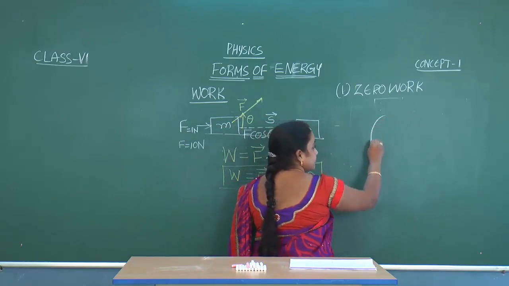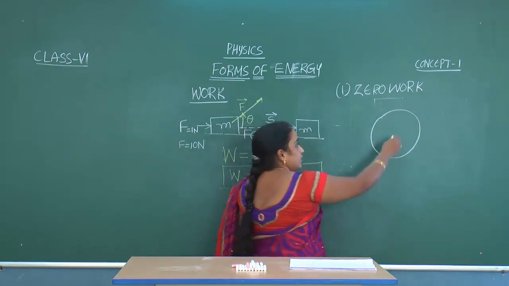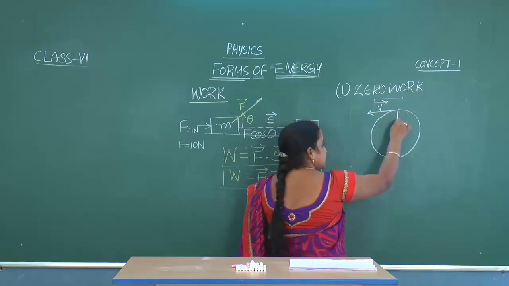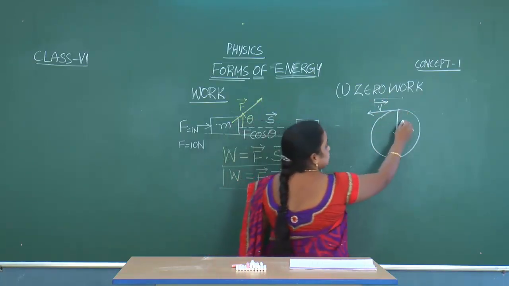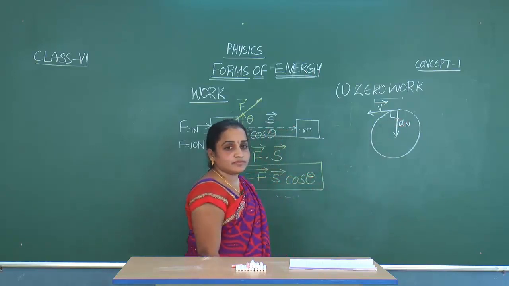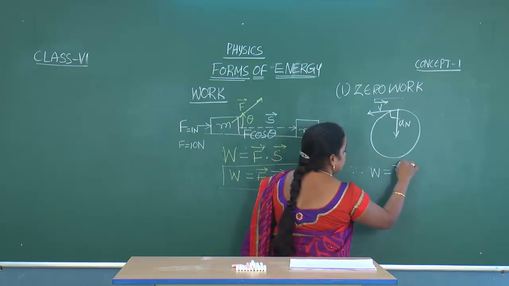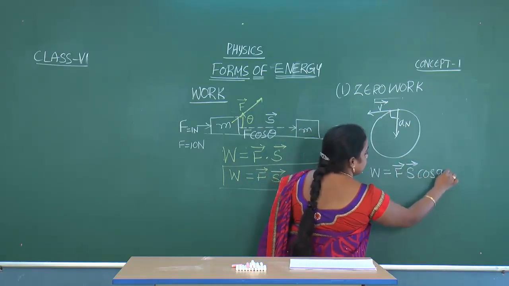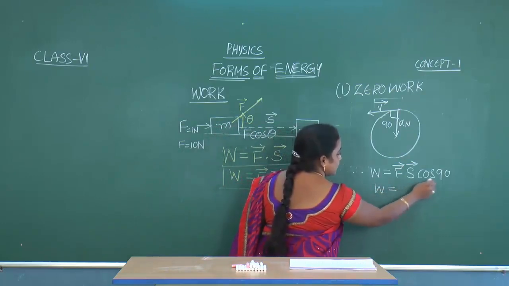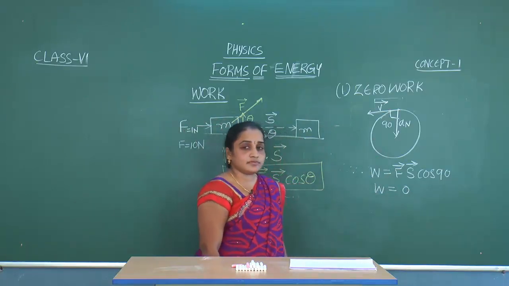Let us consider the same thing now: an object is moving along a circular path. When it is moving, the direction of velocity is in this direction, v bar, and the acceleration direction is towards the center, that is a n. The angle between these two is 90 degrees. Therefore, work done is equal to F bar S bar cos 90. So what happens now? The work done is cos 90, which means zero. So in this case also the work done is zero. Zero work.